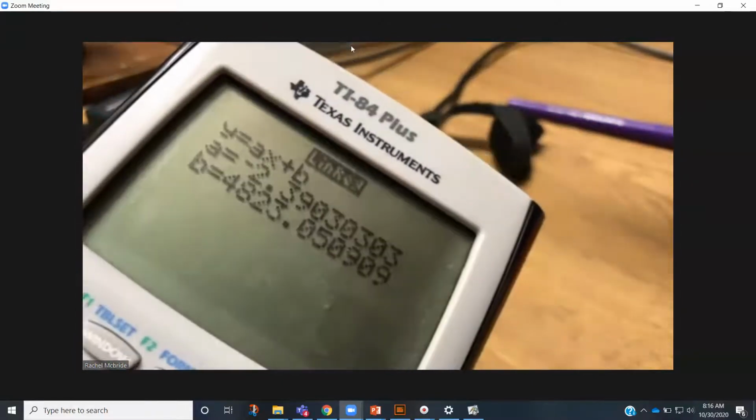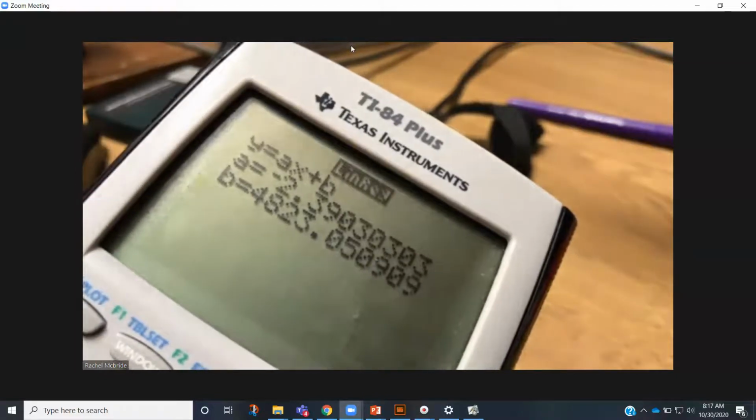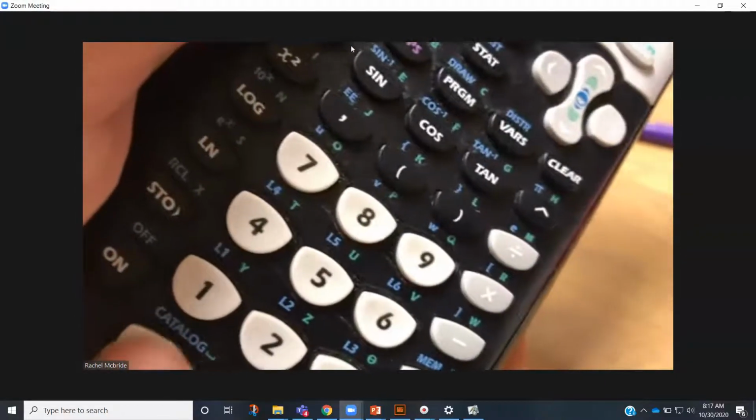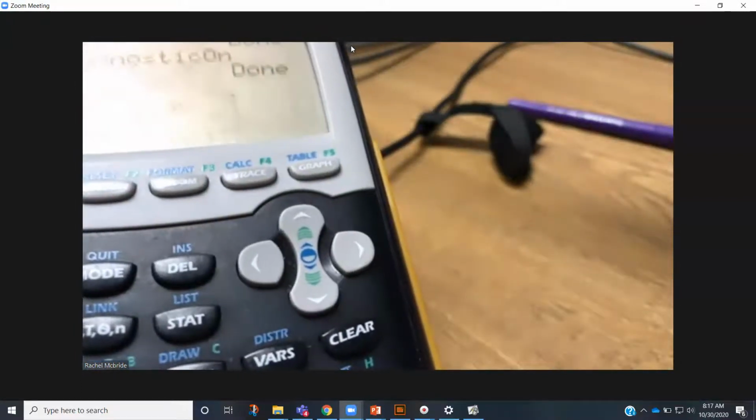Oh man, I just had you reset your calculator. You lost your diagnostics. Okay, I forgot when you did that. So you have to go back to the second, the 0, and then go all the way down to diagnostics. Hold on one second, let me fix my calculator. Okay. So you need to go to calculate.